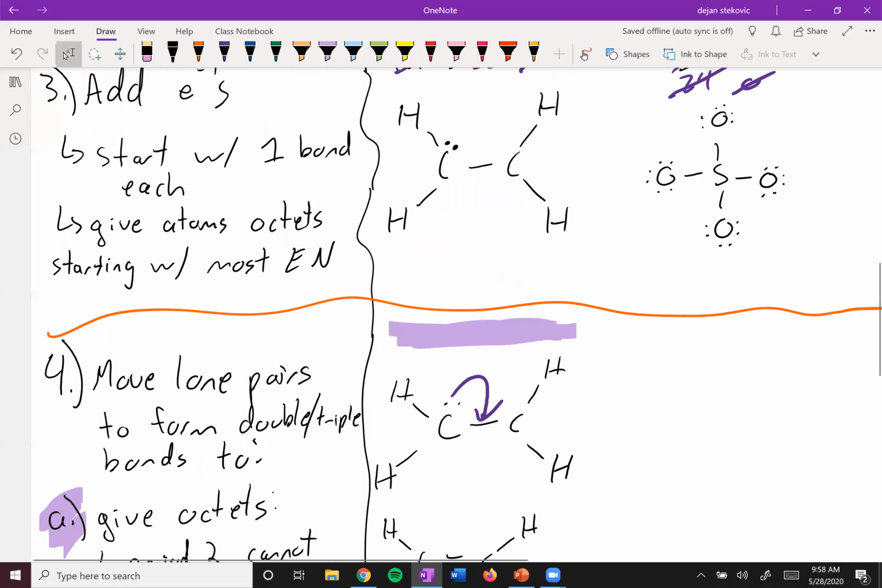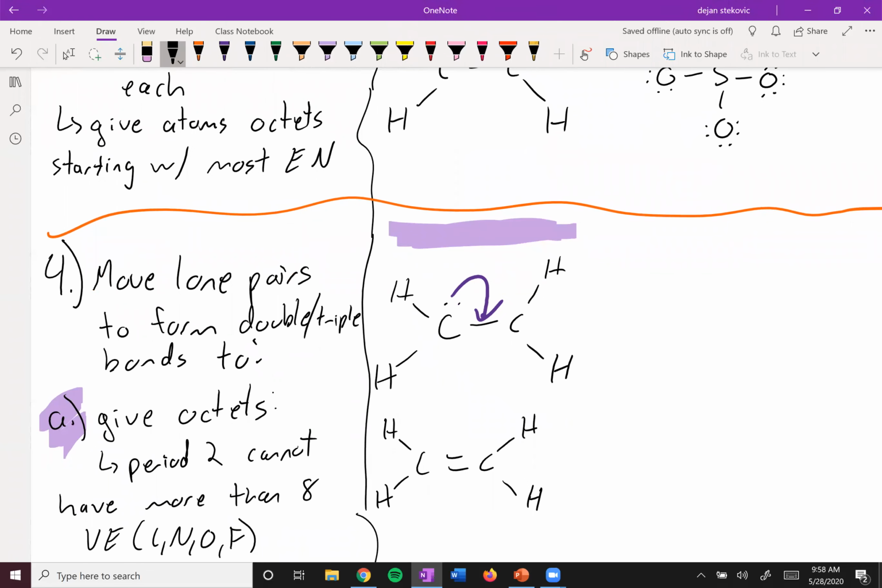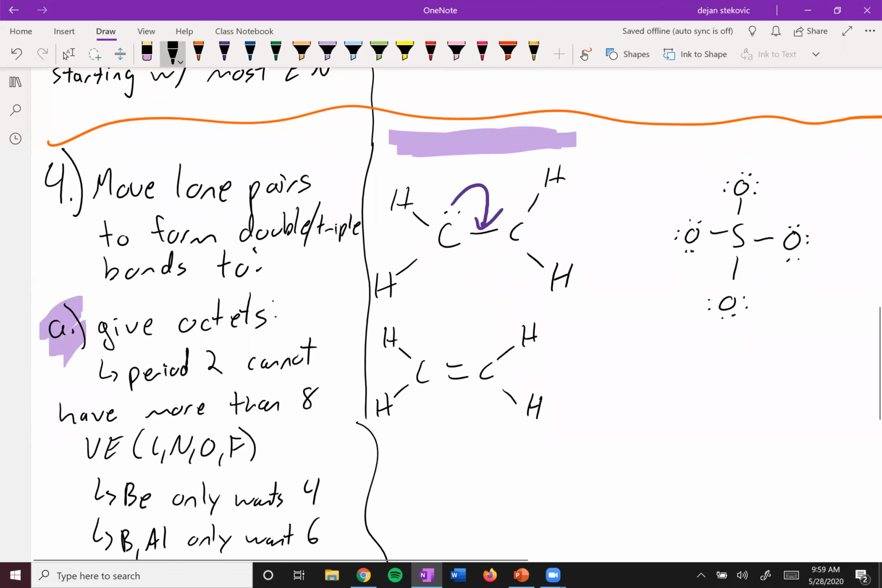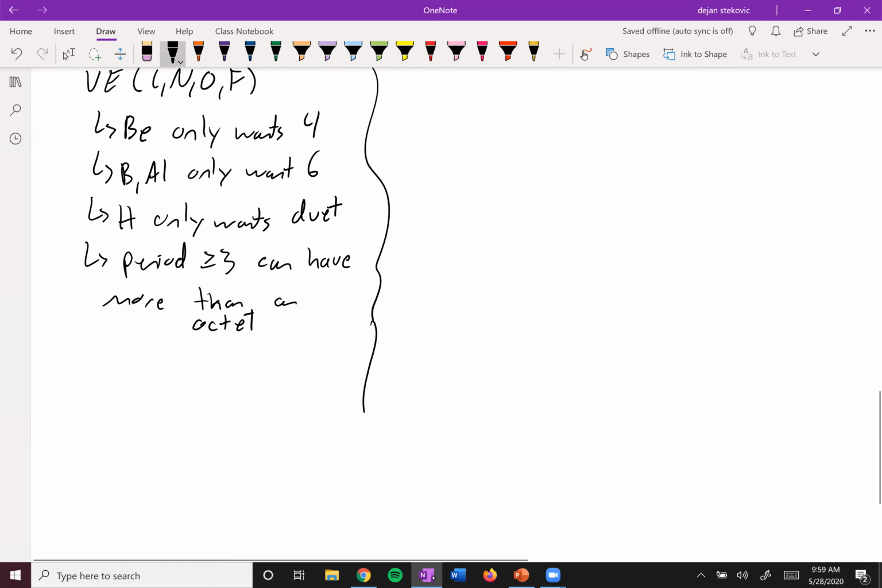Let's redraw our structure of our sulfur compound on the right. Cool. So we have that structure here. And if we think about it, everything has an octet. So you might think that you're done. Well, you're not actually done because there's a second purpose to moving lone pairs. And that second purpose, so we'll put B here, color this in blue, is to minimize formal charge.